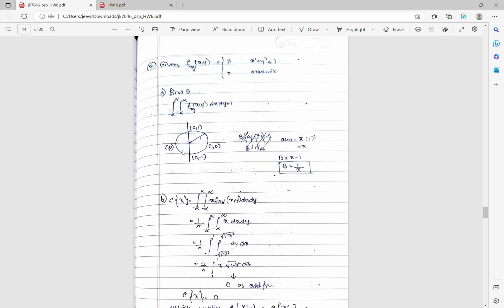Now the area of this circle will be pi r square, and we know that the radius is 1. Therefore, it is pi into 1 square. And the integral over this circle will be equal to b into pi. Therefore, the value of b is equal to 1 by pi.